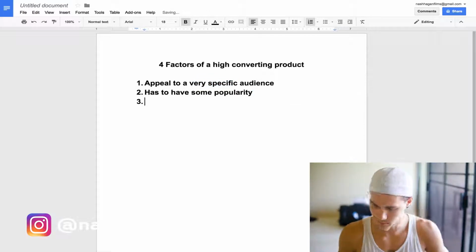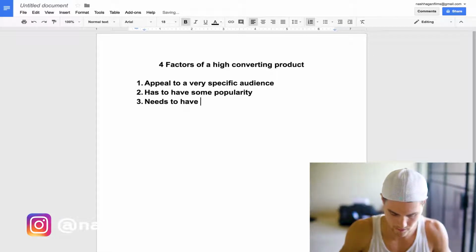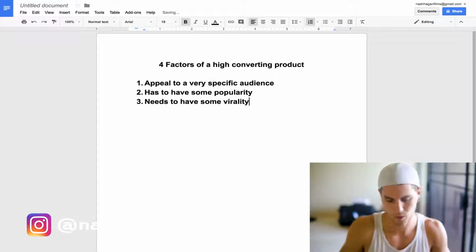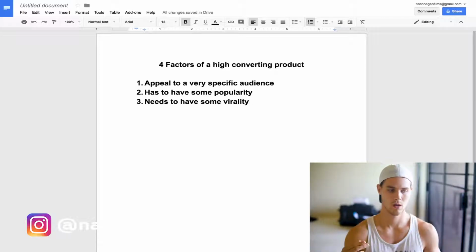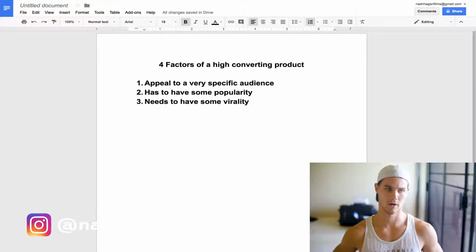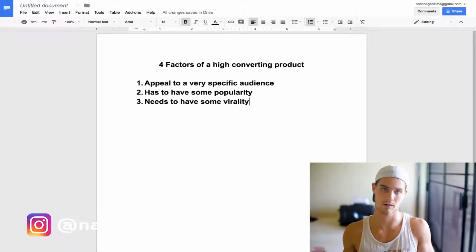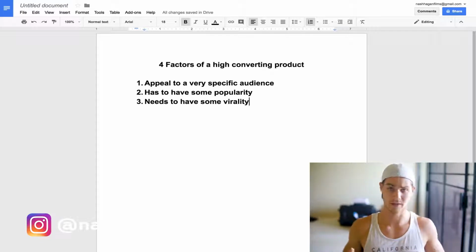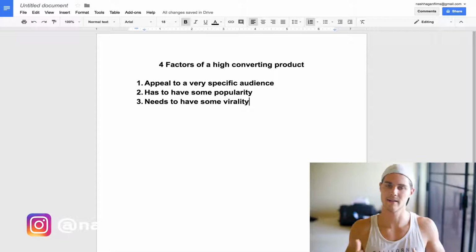So number 3 is that the product needs to have some virality. And what I mean by this is it doesn't necessarily have to be like a fidget spinner. It doesn't have to be, you know, cloud goggles, or there's certain phone cases out there that are super viral, right? It doesn't have to be where it's multi-million dollars and it's just a huge trend. You can pick that. It might ride it out for maybe like 3 months or so. You'll make a ton of money if you come in at the right time. But that's not necessarily what I'm talking about.